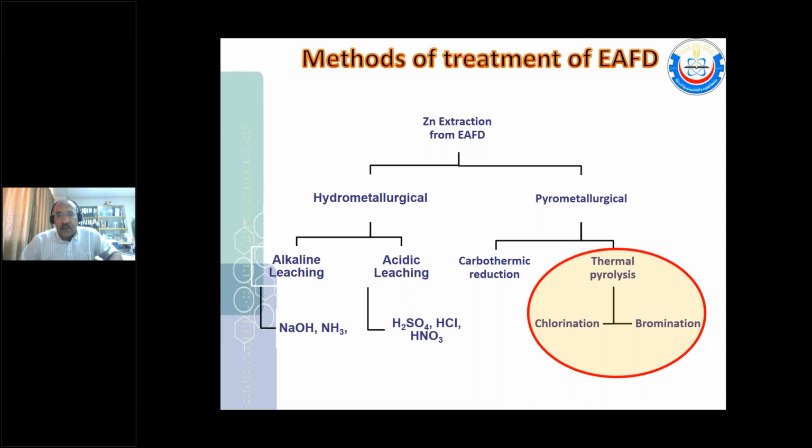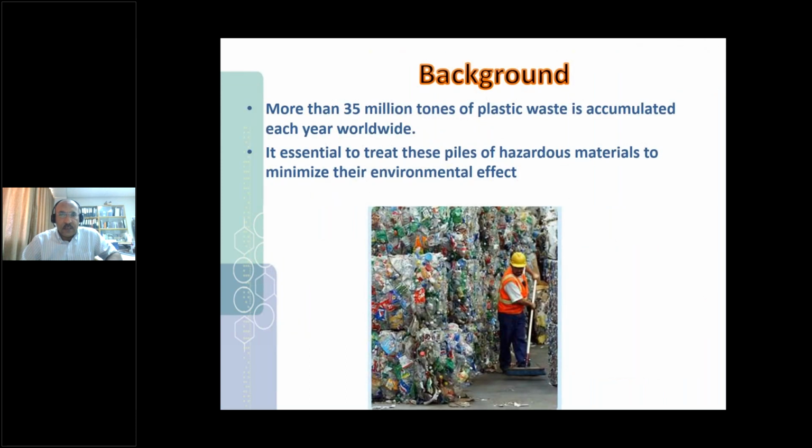So the new approach is to combine this dust with plastic waste that is halogenated, like PVC or flame retardant materials. Again, a huge amount of plastic waste is accumulated worldwide, and it is piled everywhere. Either it is incinerated or it is piled in landfills, and a lot of problems are generated from this waste accumulation.